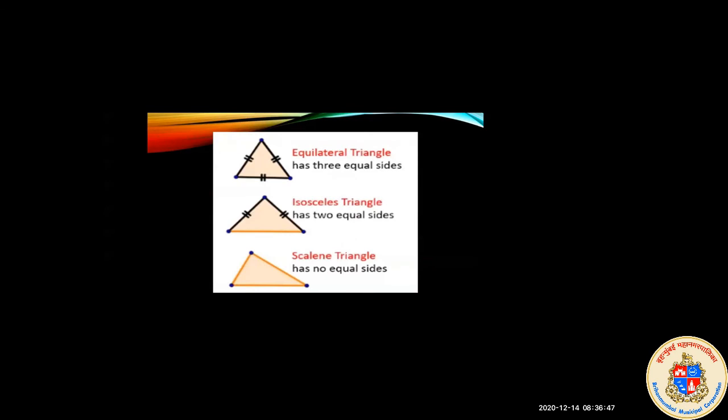Now see, remember, an equilateral triangle has three equal sides. An isosceles triangle has two equal sides, and a scalene triangle has no equal sides. So with this you will get to know easily which triangle it is. Okay, remember this: equilateral, all three sides equal; isosceles, two sides equal; and scalene has no equal sides.